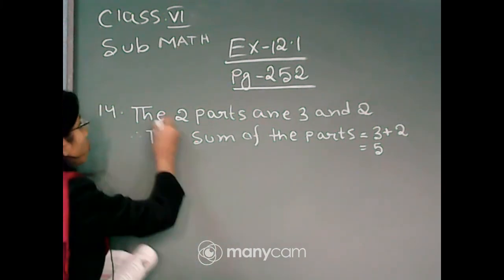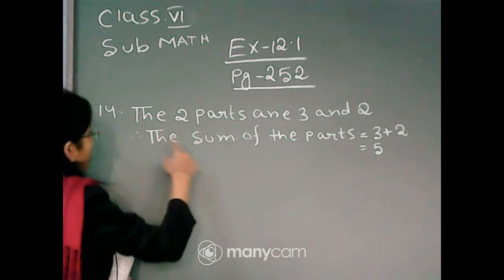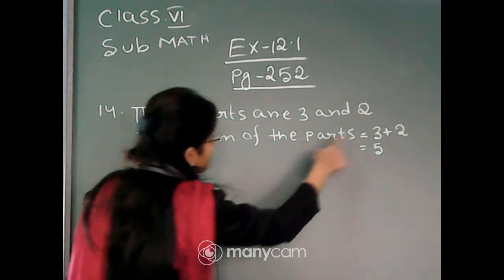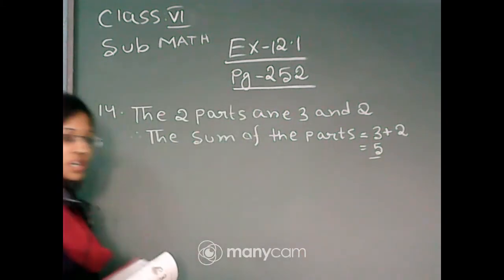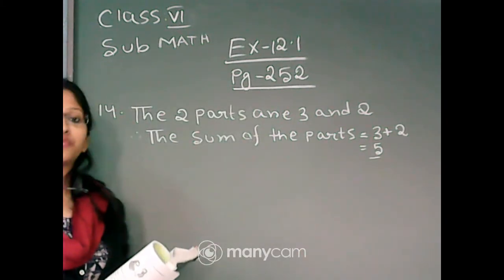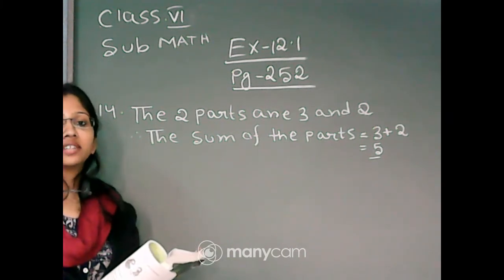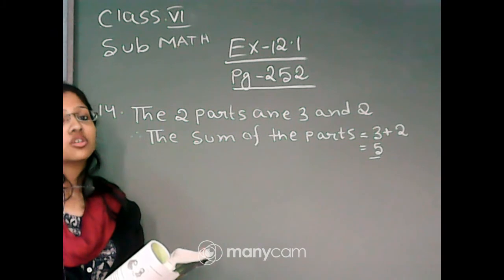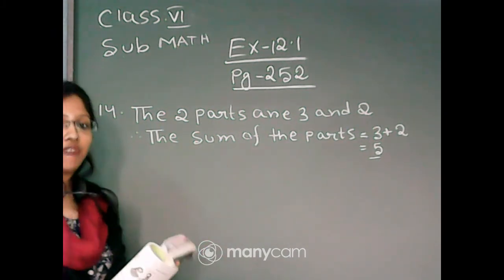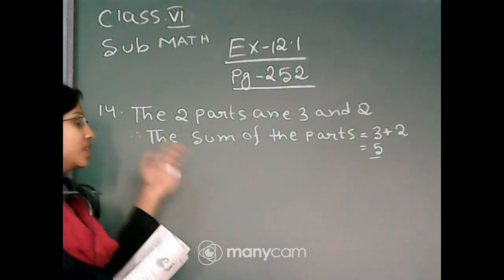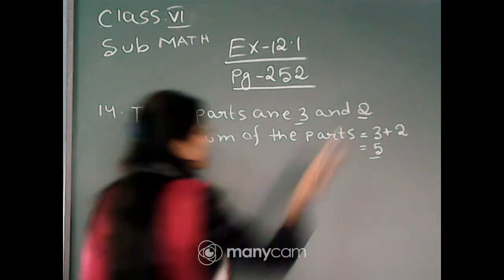First, the two parts are 3 and 2. Therefore, the sum of the parts is equal to 3 plus 2, that is 5. This means if there are 5 pence, Sila will get 3 pence and Sangita will get 2 pence.